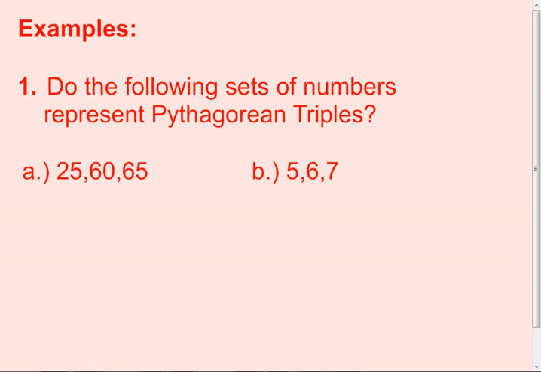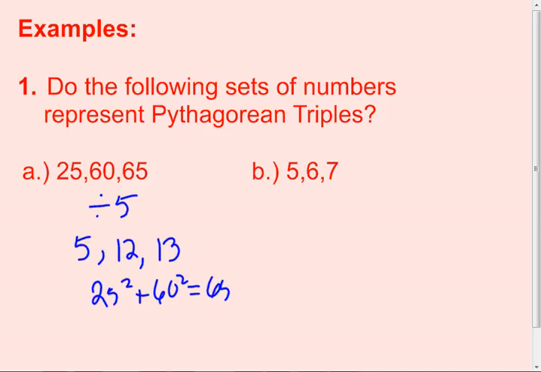Okay. So, are these Pythagorean triples? Let's look. In other words, are they a multiple of what we have here? What goes into 25, 60, and 65? 5. So if I divide by 5, what's 5 into 60? 12. 5 into 65? 13. Is that one of my Pythagorean triples? There it is. Yes, it is. Do you want to get your calculator out and do 25 squared plus 60 squared equals 65 squared? I don't. This is much easier.